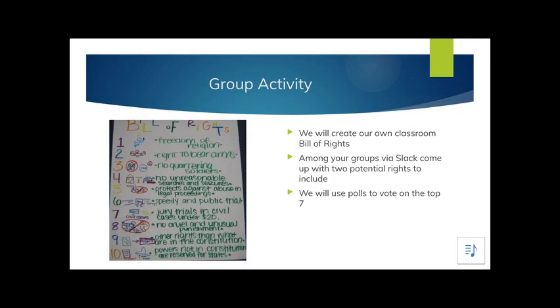So for our activity, we're going to create our own Bill of Rights, except it'll be for our class. So I want you guys to go into your assigned groups and essentially come up with two potential rights that we can include in our classroom. And at the end, we'll gather them all together and then take a vote, as we are a democracy, and choose the top seven. Okay, sounds good? Any questions?